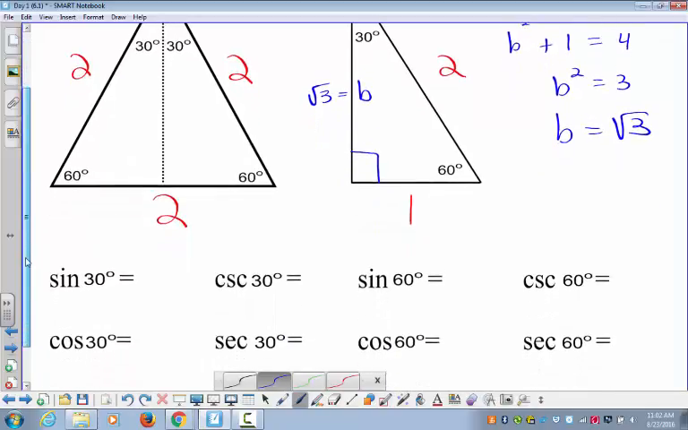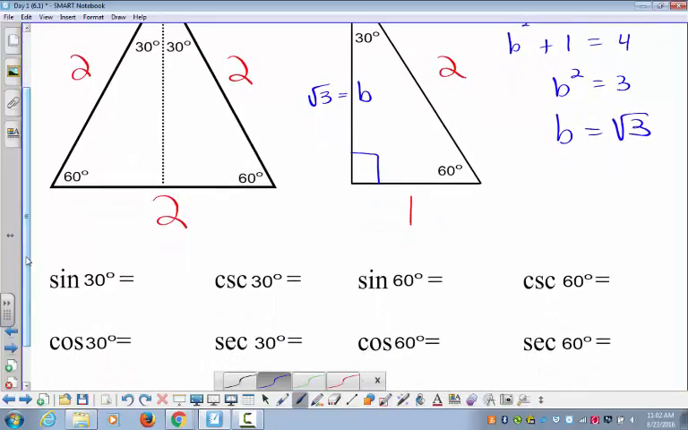So now, let's focus on the 30-degree angle. Let's figure out what our trig function values are going to be for 30 degrees. First one is sine. Sine is opposite over hypotenuse. What is the side length that is opposite 30? 1. Hypotenuse is 2. So sine value is 1/2. What does that make the cosecant of 30 degrees? 2.